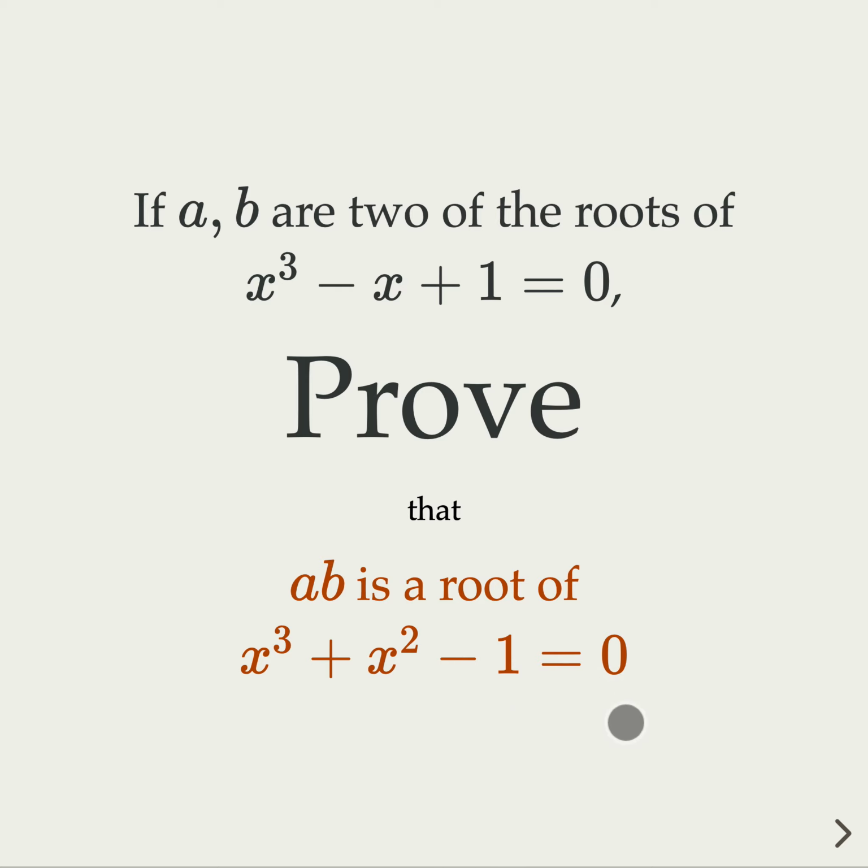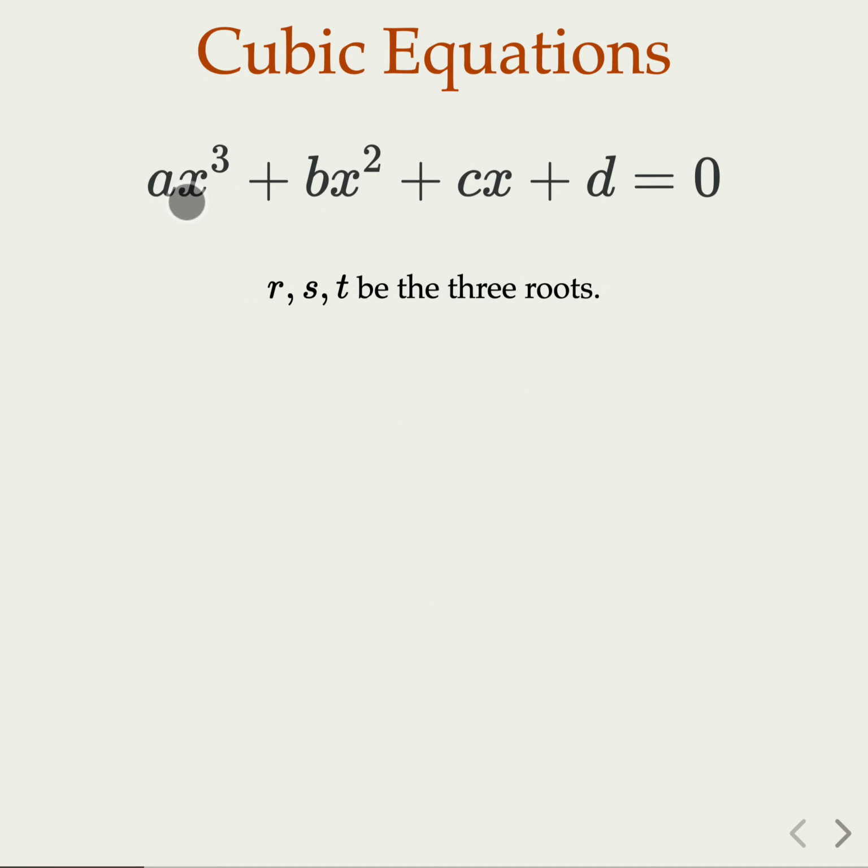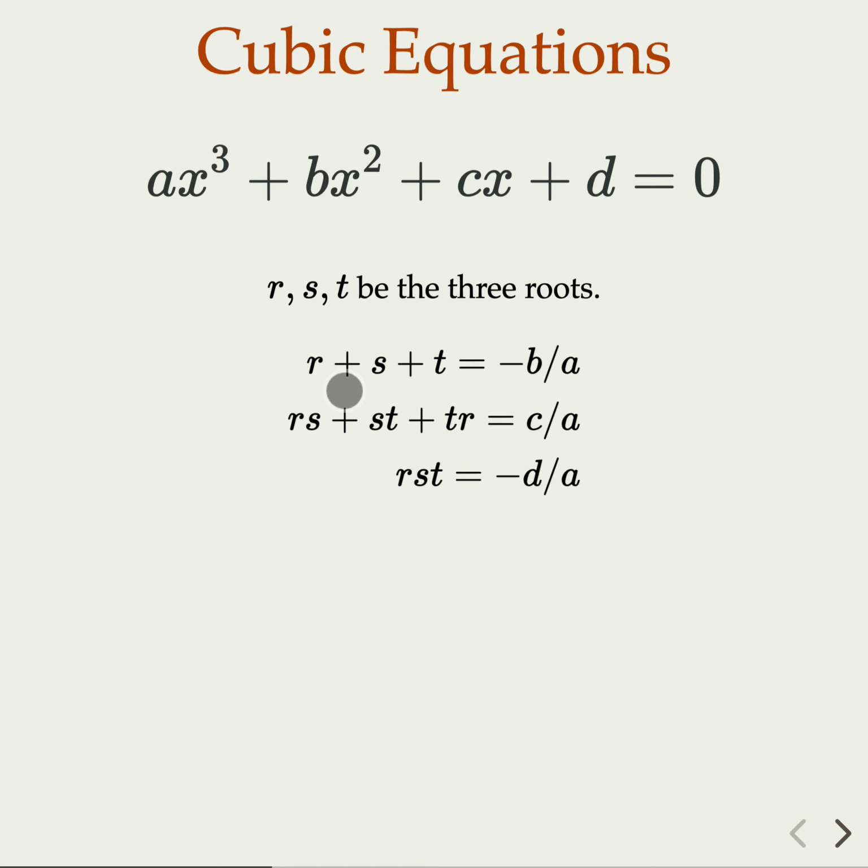Now here we would like to review, for a cubic equation with coefficients a, b, c, d, if there are three roots r, s, t, then the Vieta formula says that this relation is very useful. And in our case, we care about rst, the product of three roots, equals negative d over a, the constant term. Alright? So that's a useful fact for a cubic equation and its roots.